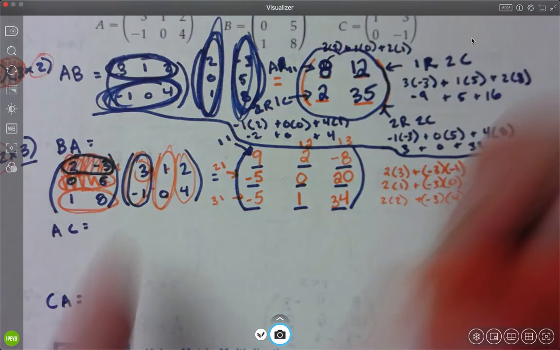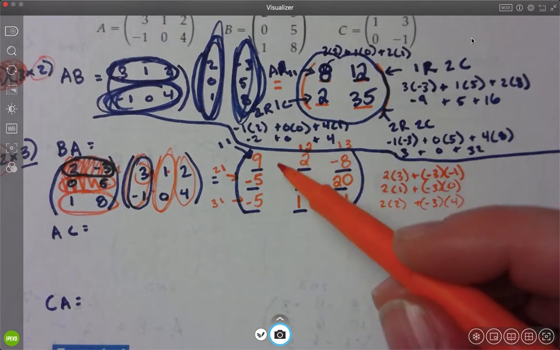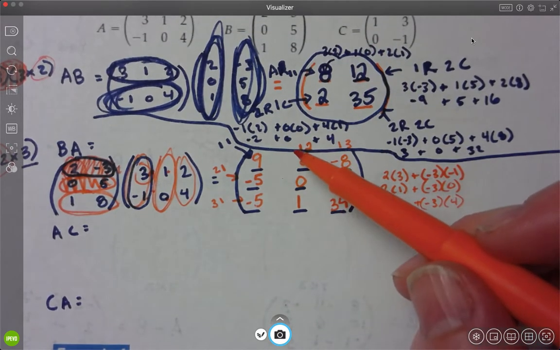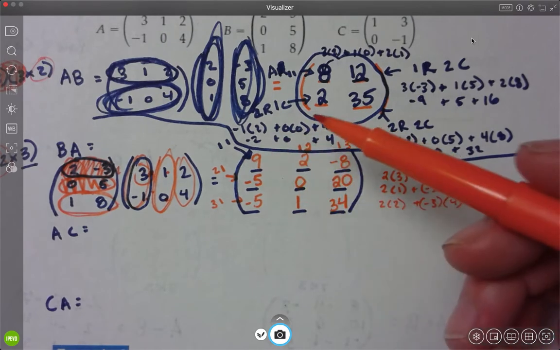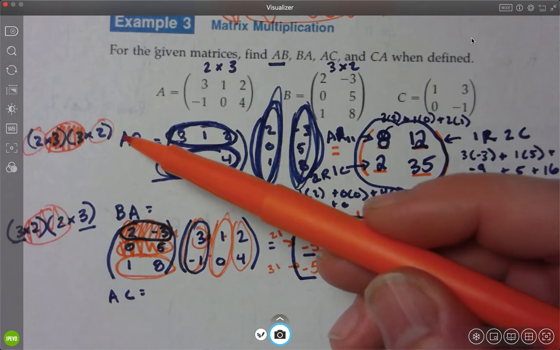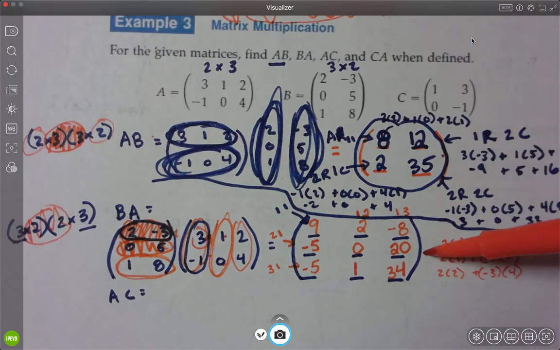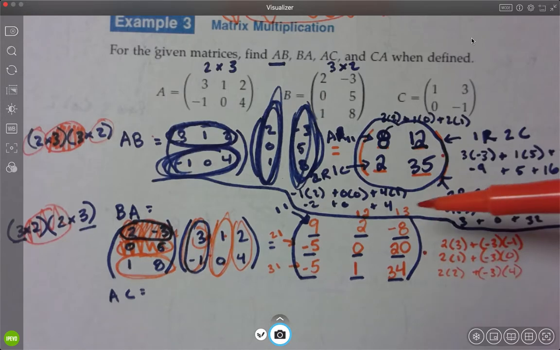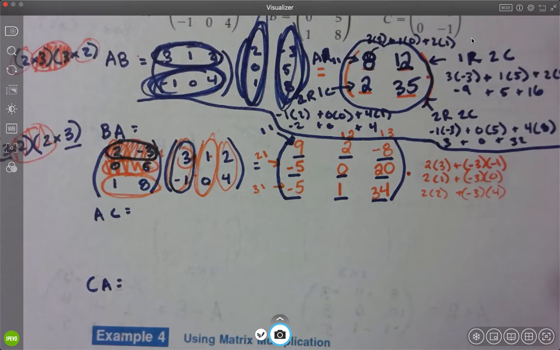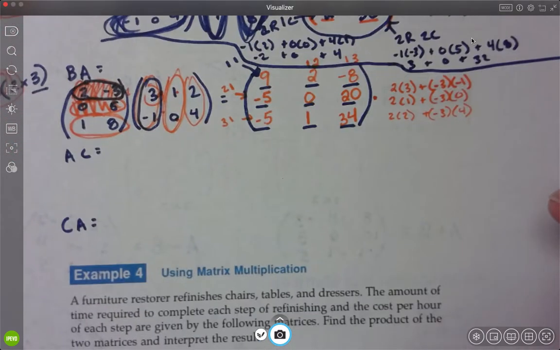Okay? The more you do this, the faster you get at it. But again, just like adding and subtracting, there's a lot of room for mistakes. And again, AB is not going to be the same thing as BA. This is my AB matrix. This is my BA matrix. They're not even the same size. Okay. So just be careful with your algebra. If you need to write it out every time, go ahead and do that. That is A-okay.